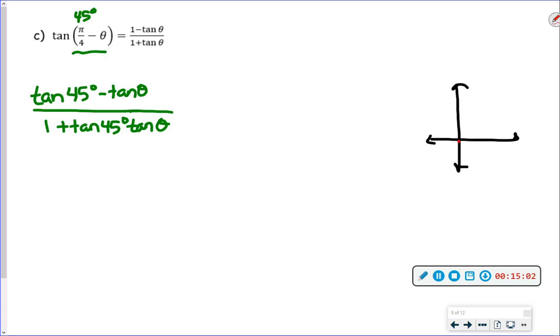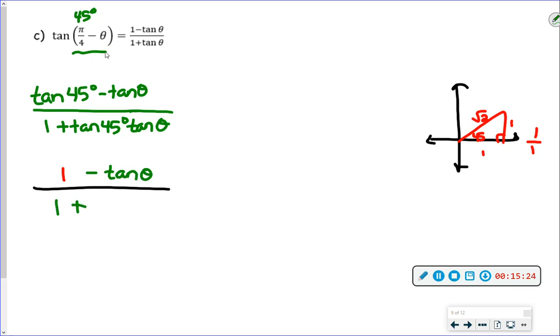I'm just going to draw a picture over here on the side. Some of you might be able to just mentally do it. 45, 1, 1, root 2. And of course, tangent, TOA, opposite over adjacent. Tangent of 45 is just 1. So I'm going to replace tan of 45 with a 1. So I'm going to have my 1 minus tan on the top. On the bottom, I still have the 1 plus tan of 45, 1. Then we have tan of theta.